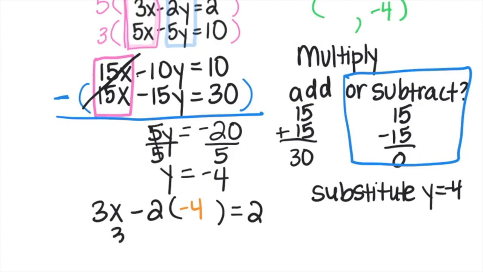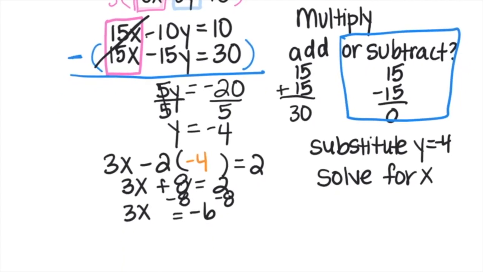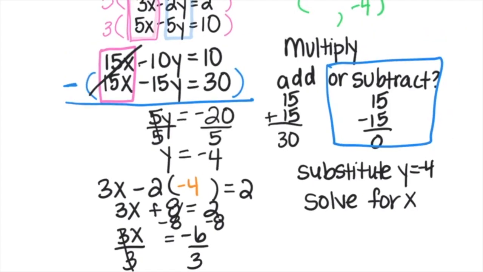So we're going to do 3x, negative 2 times negative 4 is going to give me plus 8 equals 2. So then we're going to solve for x now. All right, so I have 3x. We're going to subtract that 8. And in subtracting 8, that's going to give me negative 6. Divide by 3. And x equals negative 2.